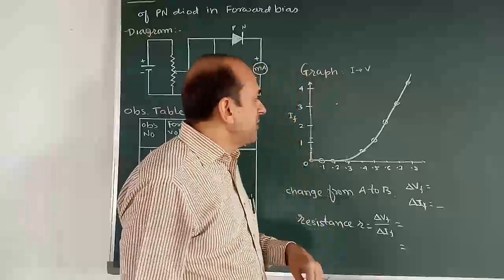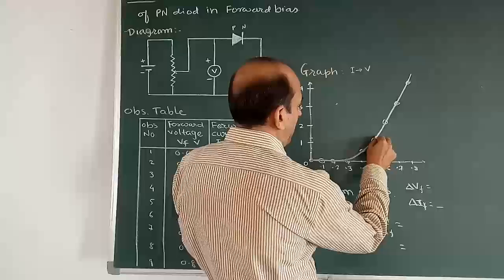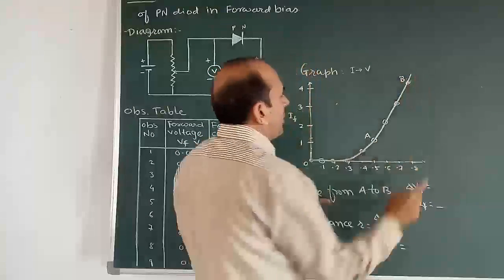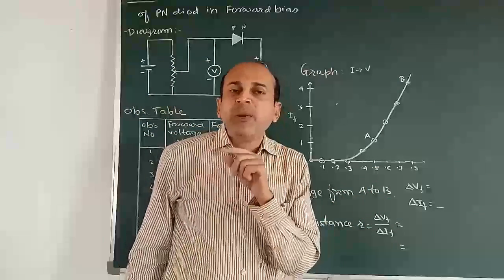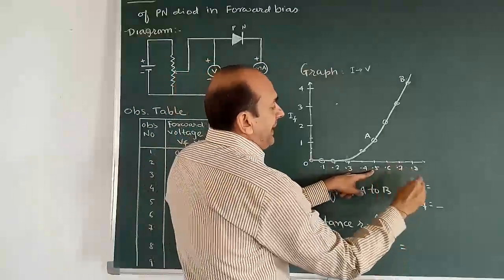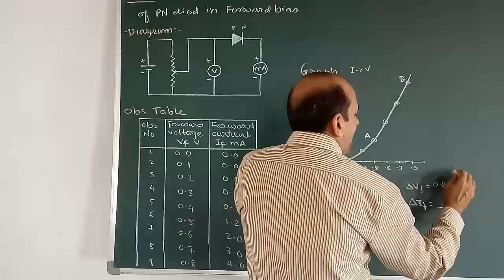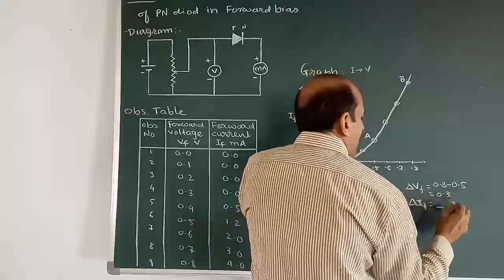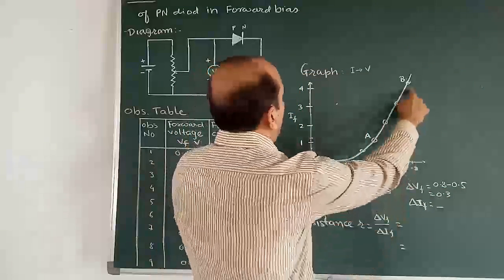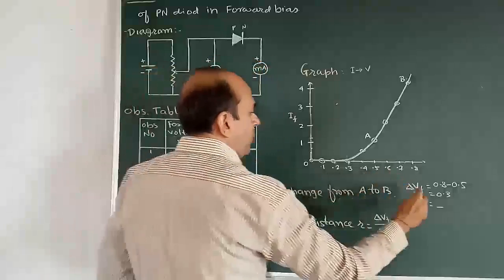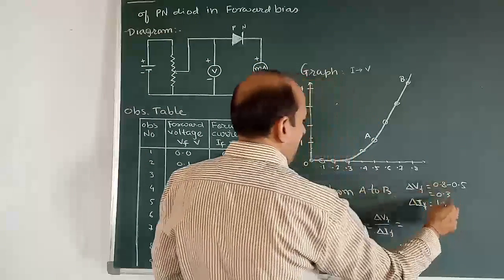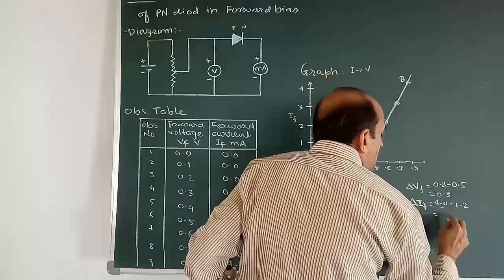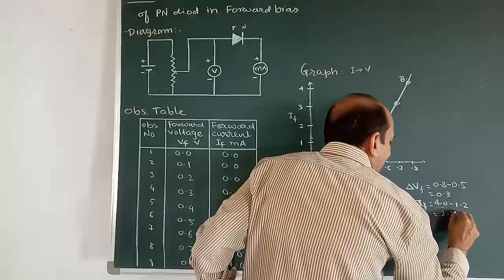Let me decide two points. One point is, suppose, at 0.5 here. Let us say A, and let me say the other is B. For the points A and B, let me find the potential difference. The potential difference is 0.8 minus 0.5, which is equal to 0.3. Similarly for the current, it is 4.0 minus 1.2, so it is equal to 2.8.